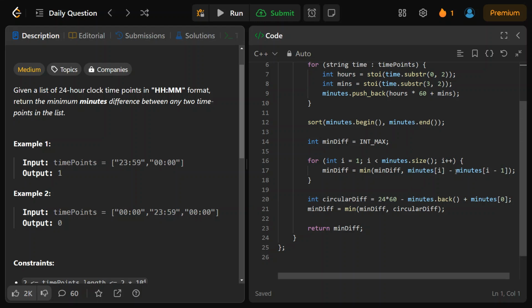The minimum of int max and 0 is 0, so in min difference 0 would be stored. Then I will come to this particular index, which will contain 23 into 60 plus 59, and the previous index will contain 0.